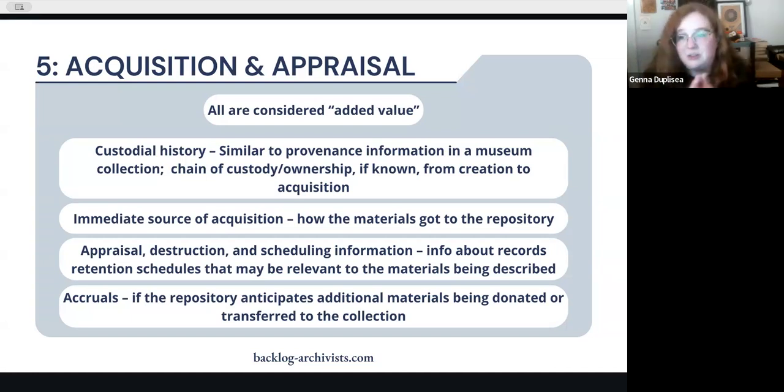So the custodial history element is similar to the provenance information in a museum collection. So it's the chain of custody or ownership. This was created by this person.